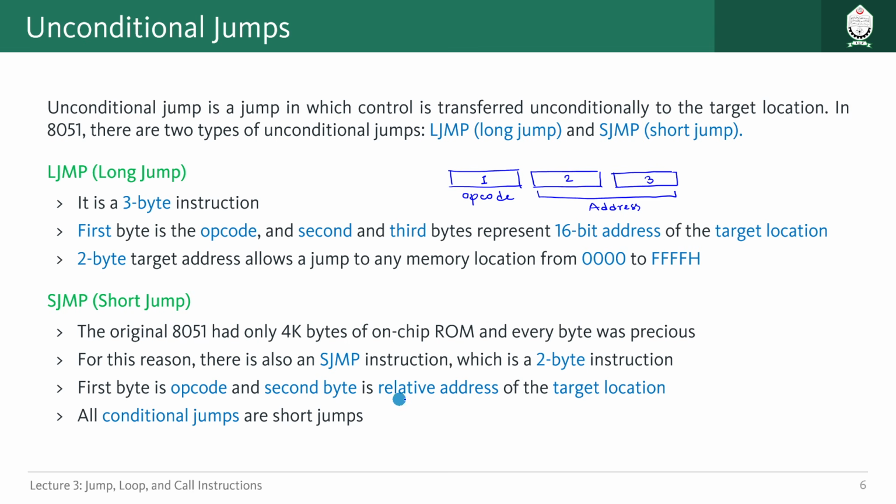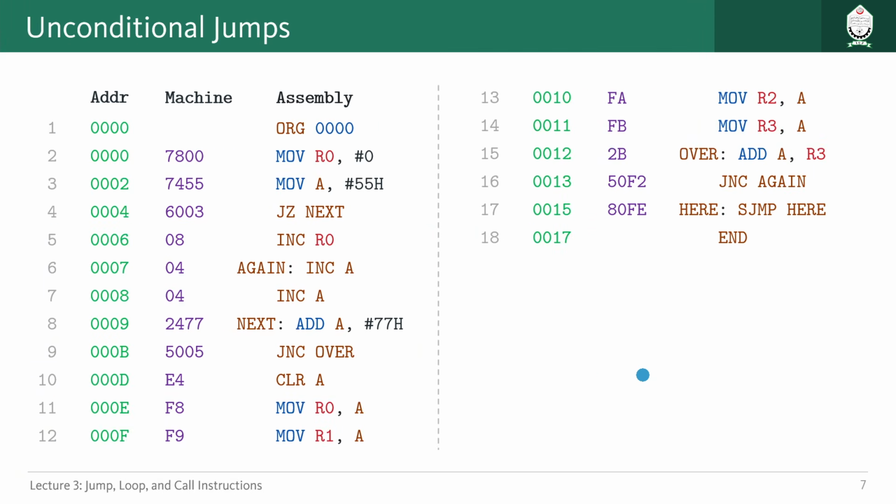So what is a relative address, and how can we understand that? Using this example, I will try to explain what a relative address is and how it can help us get to the target location. What you have to understand is three things. First thing, the current PC value. Another thing is the relative address.